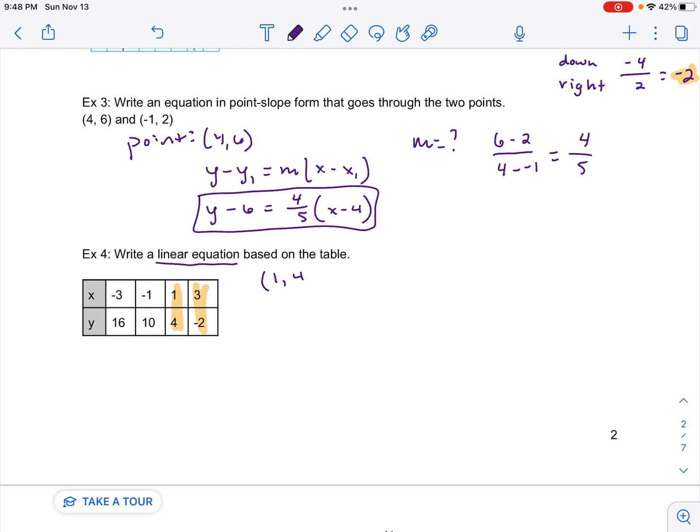Okay, so I have 1, 4 is my point, and 3, negative 2. Now it's just like example 3, so not a big deal there. I'm going to use the 1, 4 as my point, and then I have to figure out that slope. So I have 4 minus negative 2 divided by 1 minus 3, which gives me 6 over negative 2. Reduce that down to negative 3.